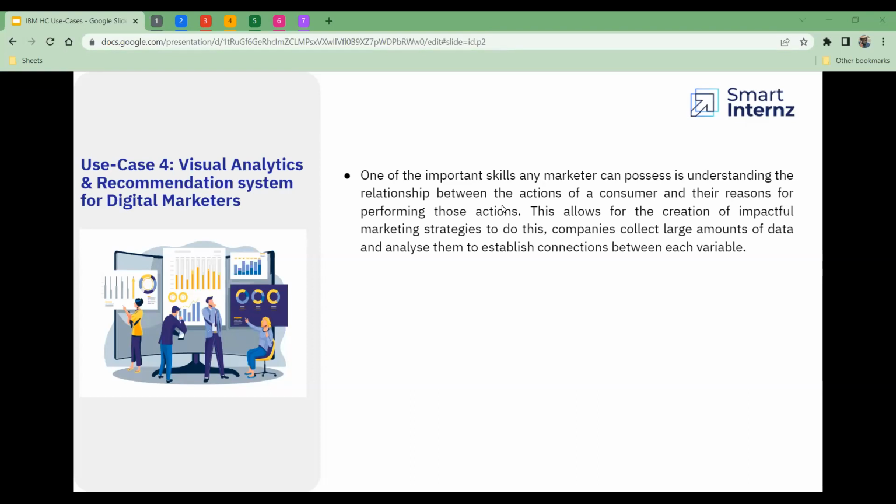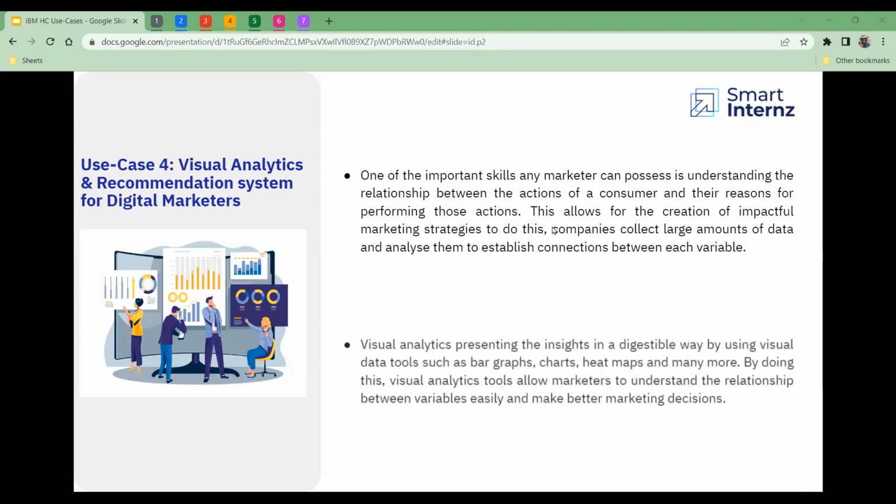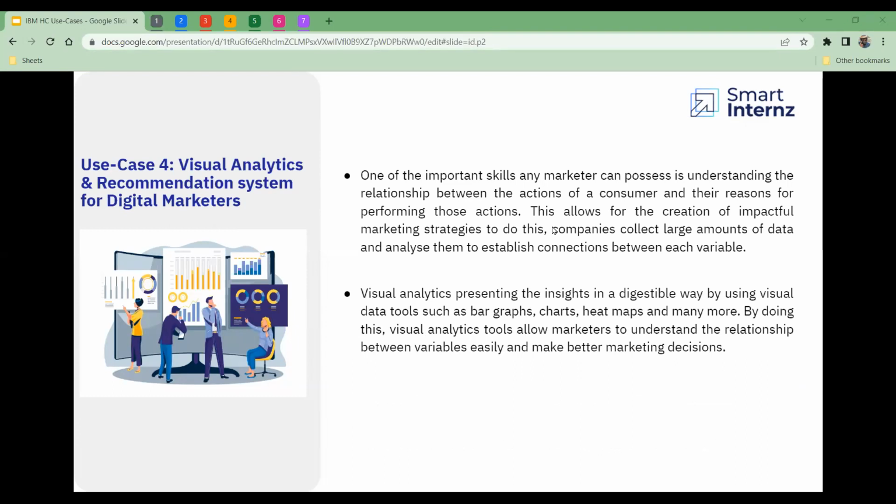So for a digital marketing agency, with the data they have, first they need to understand the data. To understand the data, they can use visual analytics. Okay, that's a business intelligence tool.